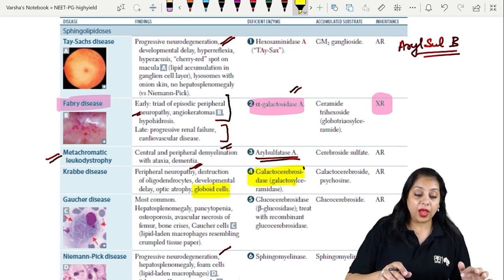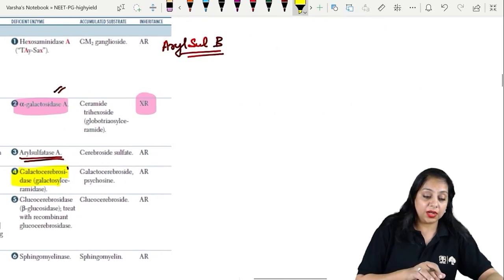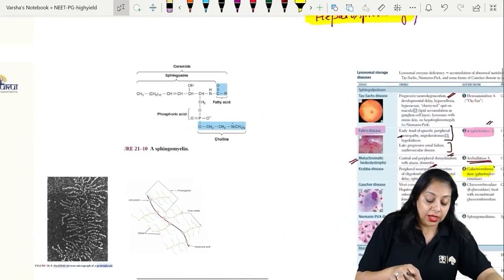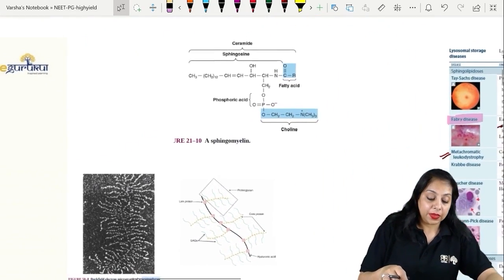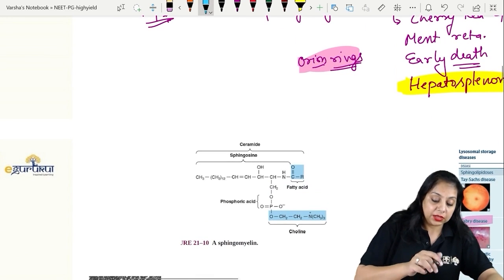If you have to look at the degradation map, first of all, understand how sphingolipids are being formed in the body. Sphingolipidosis is because of the word sphingolipids.